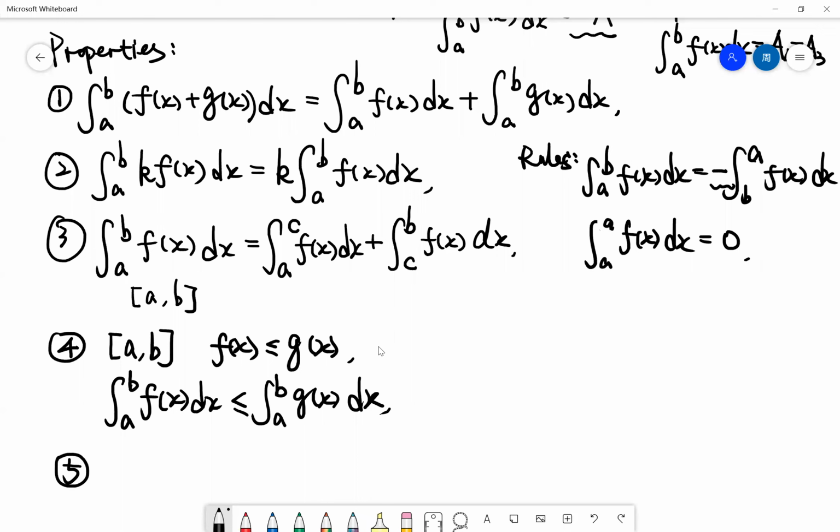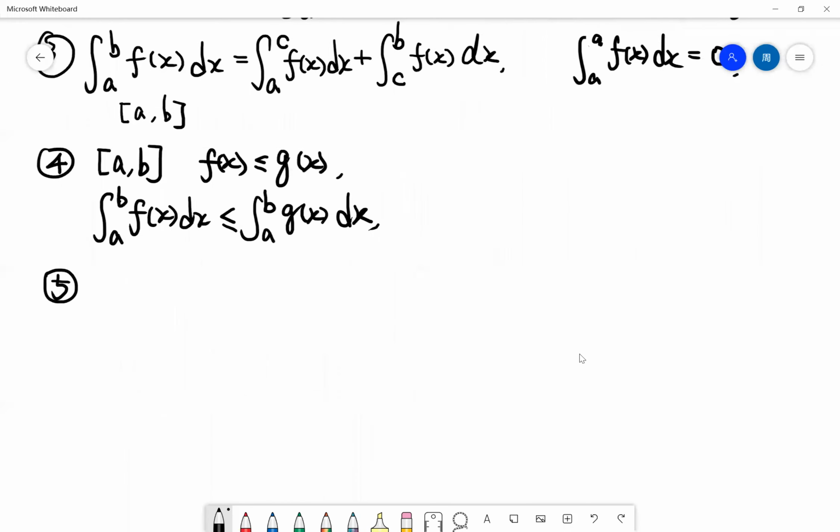And number 5, that is, if you want to calculate the integral of f(x) from a to b, f(x) dx, that will be equal to f at a constant c that lies between a and b.